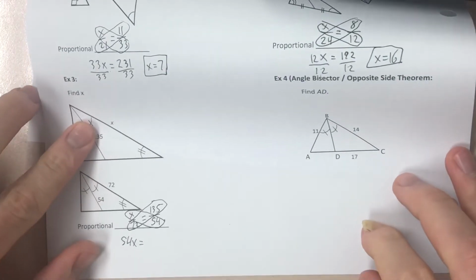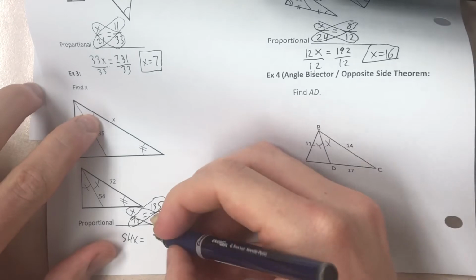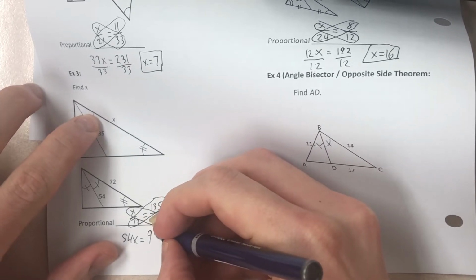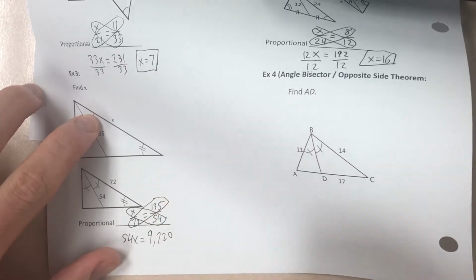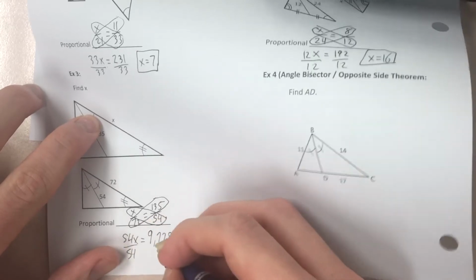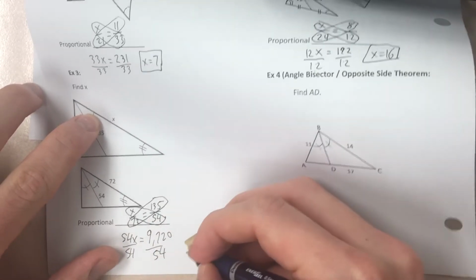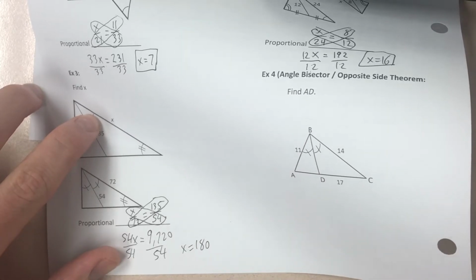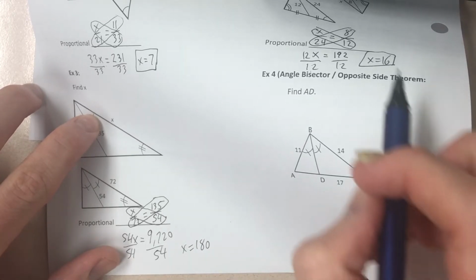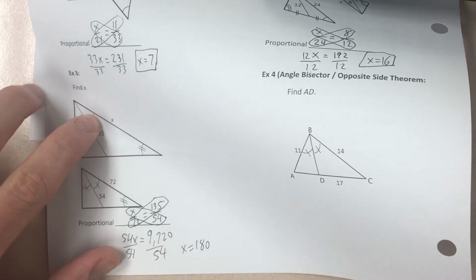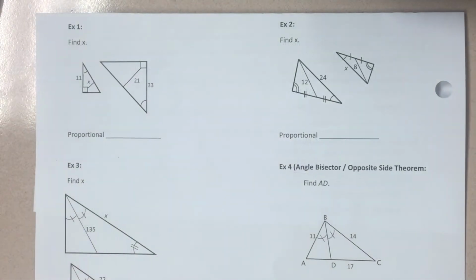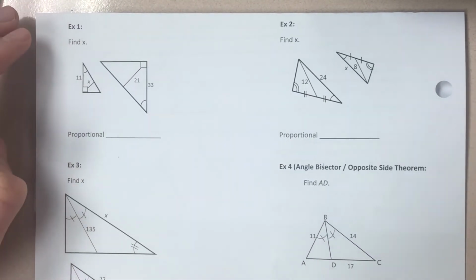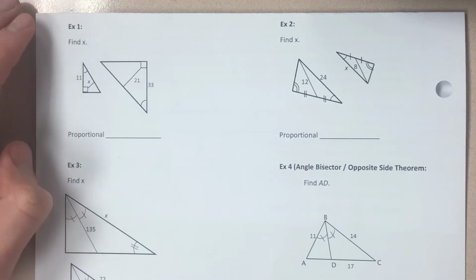So we got 54x equals 9,720, which if we divide both sides by 54, we get x equals 180. And we're going to come in and we are going to do number 4 together in class. See you then.